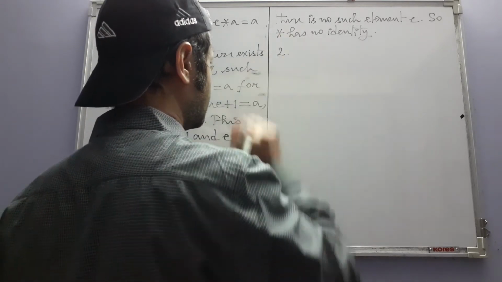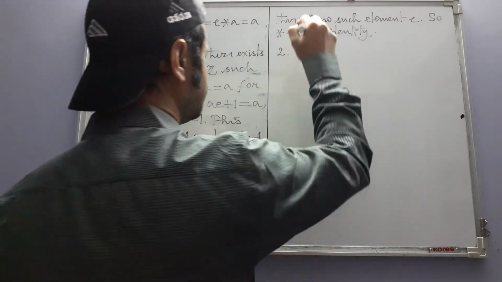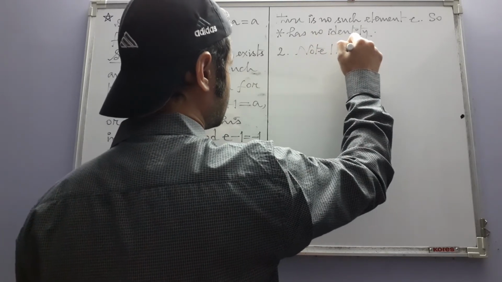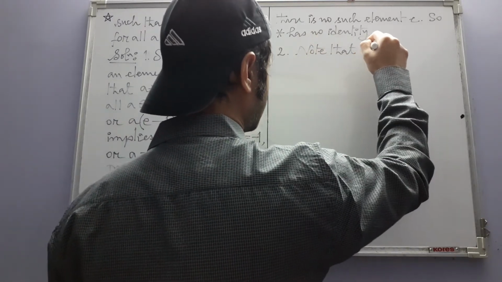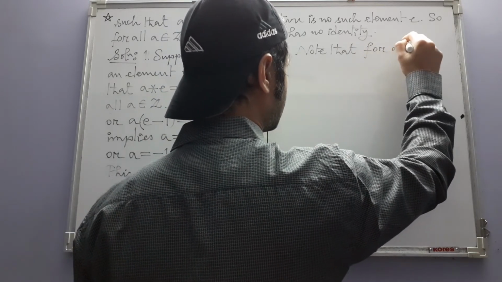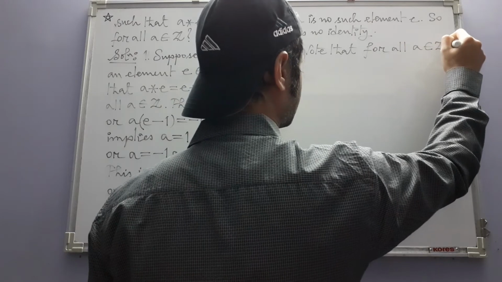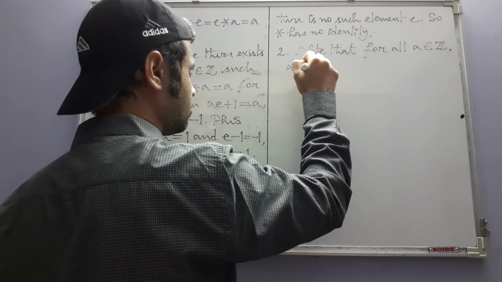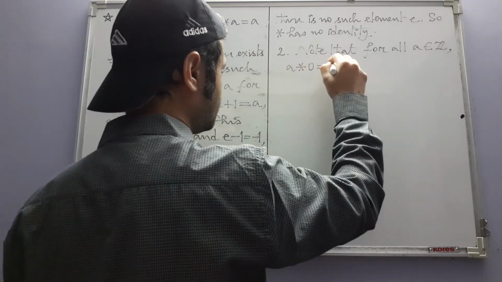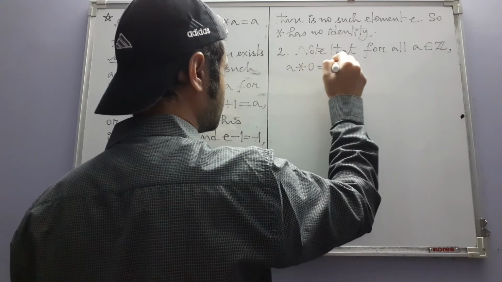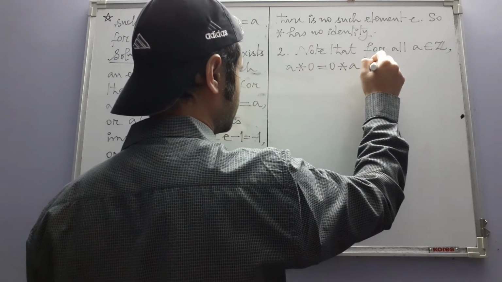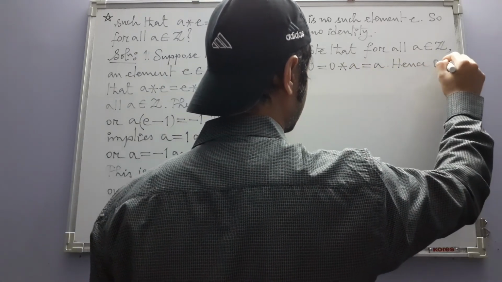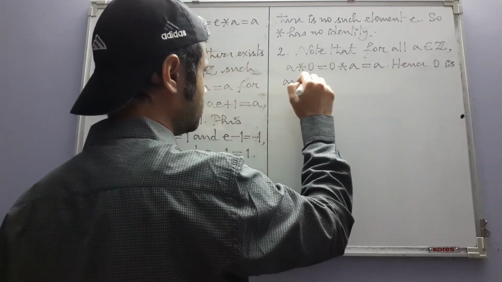Then we come to the second one. In this case, there is an identity. Note that for all integers a, a star 0, which is equal to 0 star a, that is equal to a. Hence 0 is an identity.